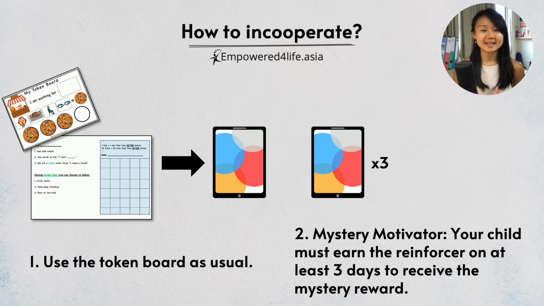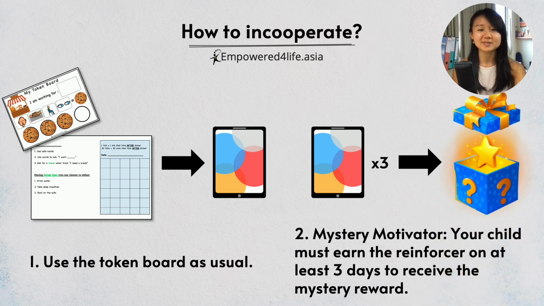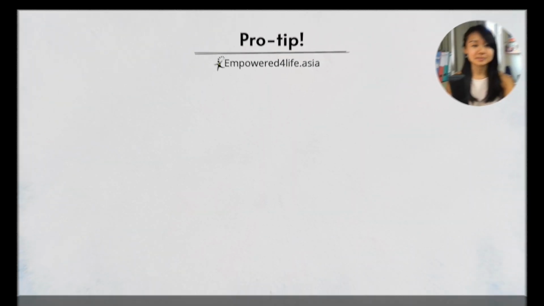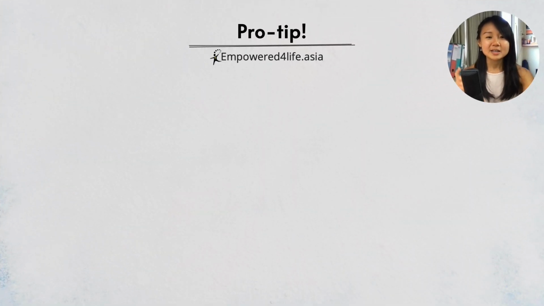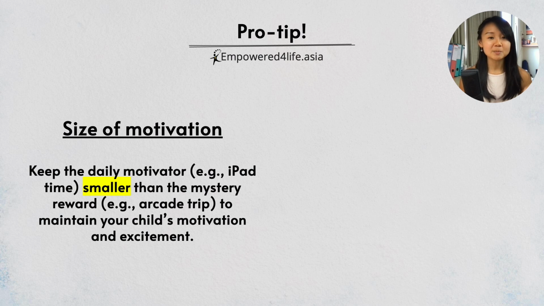This adds an exciting layer of surprise and encourages your child's consistency over a longer period of time, making the system more engaging and effective. Here's a pro tip. Your child's daily reward should be much smaller than your mystery reward. This helps to keep the mystery motivator exciting and something that they really look forward to. The bigger the contrast, the more special it feels, and it gives your child a stronger reason to stay consistent.